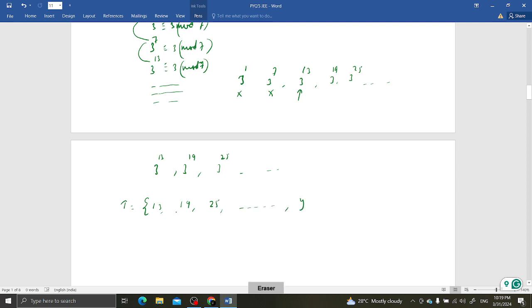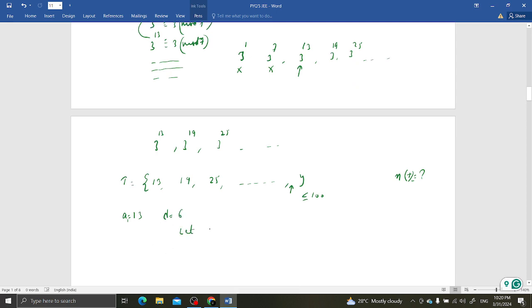But what will be the last term? Because I need to find the number of elements in T. The last term has to be less than or equal to 100. Here you can observe 13, 19, 25. Actually it is an AP. This is your first term, a equals 13, and the common difference d is 6.